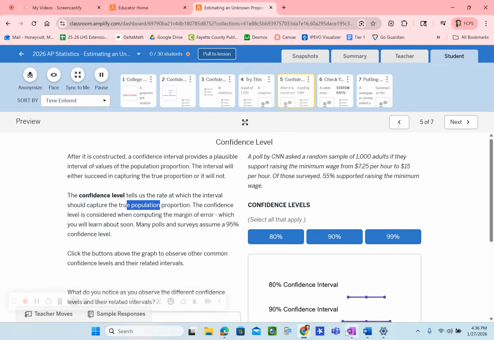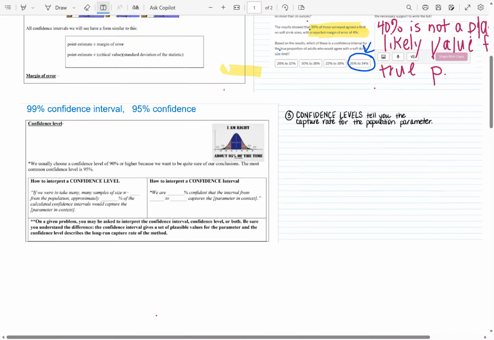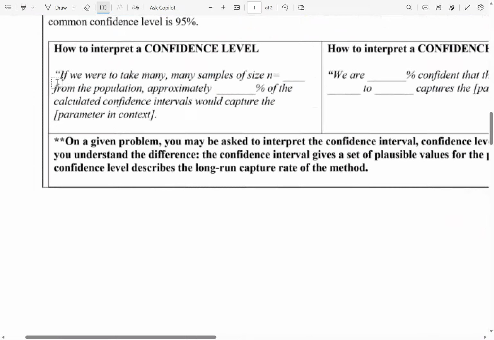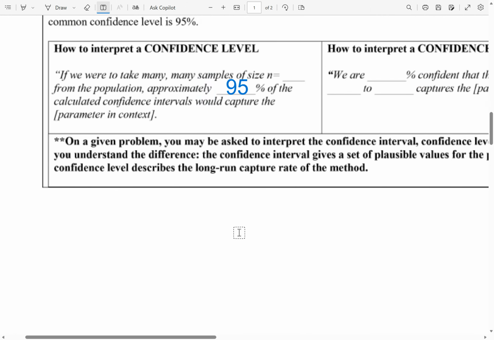So you'll be asked to do a couple of things. You're going to be asked to interpret a confidence level, and this is a script that's really nice for you to use to make sure you say all the right words, all the right things to get all the credit on every question. So if you're asked to interpret a confidence level, you're going to say, if you were to take many samples of that size from the population, approximately whatever percent confidence, so if your confidence level is 95, you'll enter 95 right there. 95% of the calculated confidence intervals would capture, and then whatever you're trying to estimate.